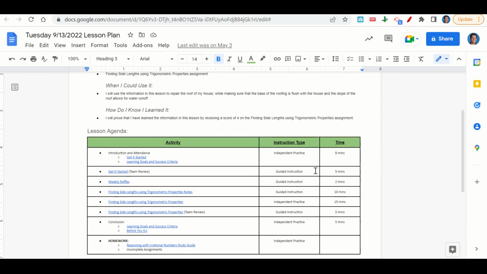Now let's take a look at our agenda for today. We will begin by going over our learning goals and success criteria. While we do that, you'll fill out your Get It Started. Once you've completed it, we'll go over it together and answer any questions. After that, we'll do our weekly raffle. Then we will get into the notes, and then I'll give you time to complete the assignment. Once you've completed it, we'll go over it together. At the end of class, we will go back over our learning goals and success criteria while you fill out your before you go. Your only homework for tonight is to continue working on the reasoning with irrational number study guide and any incomplete assignments that you may have.